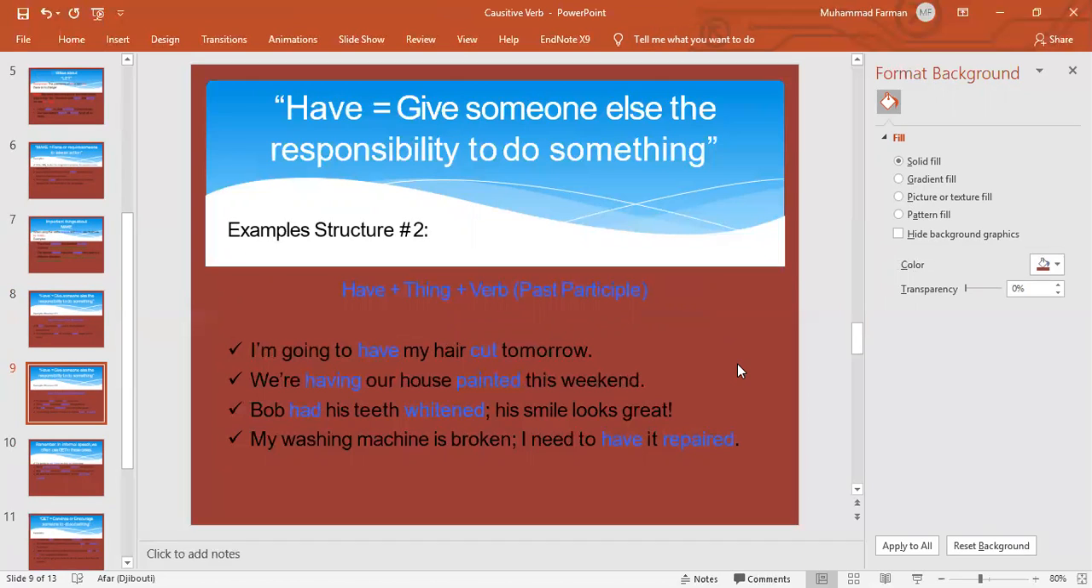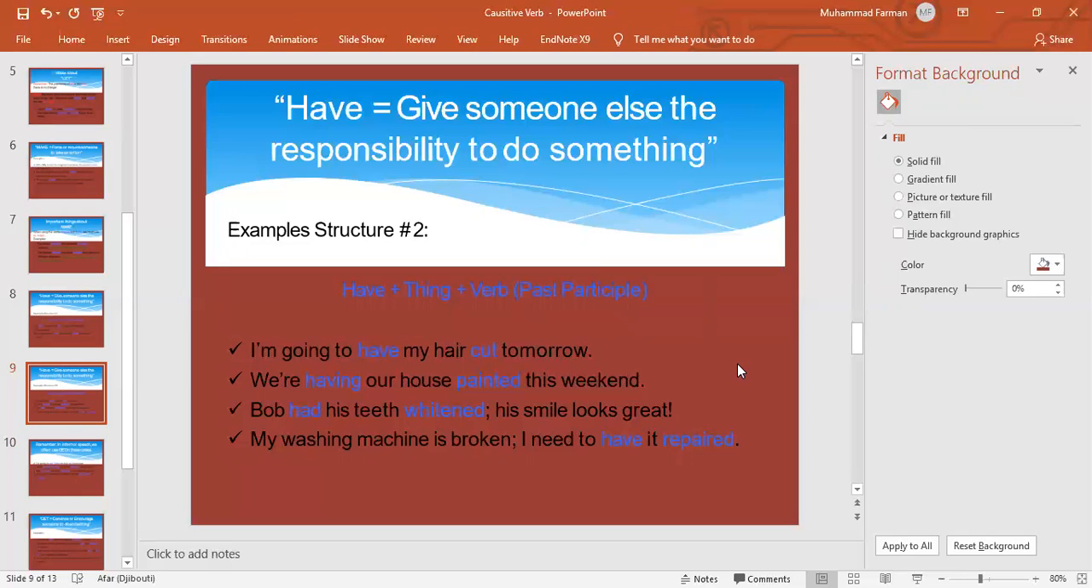Past participle is also considered the third form of the verb. As you know, the first form is the verb's first form and the past participle is the verb's third form. Again, when we use the first structure, there we utilize the verb's first form. And when we use the verb's second pattern, there we utilize the verb's third form.